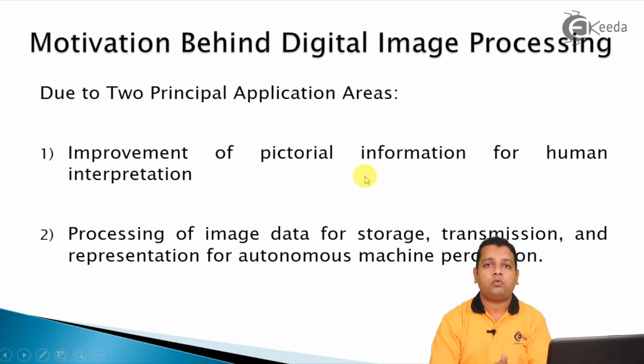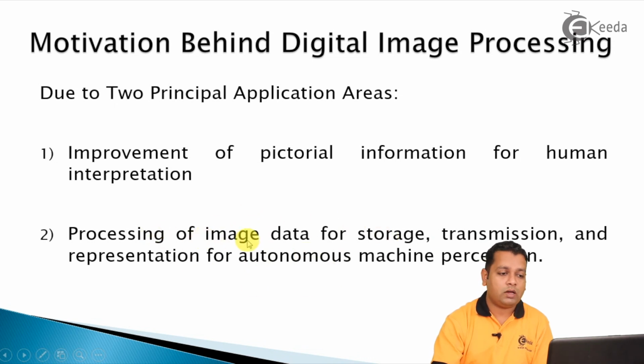Whatever information we get from a certain image is addressed in the first point, and we always want more information to be obtained. So from the image we want the pictorial information to be improved for our human interpretation. And then there is the task of storing that information, to reproduce it later or to transmit it from one place to another, and representation on the displays of modern computers or machines. The second point is processing of image data for storage, transmission and representation for autonomous machine perception. So these are the two causes because of which the high development in digital image processing has taken place.